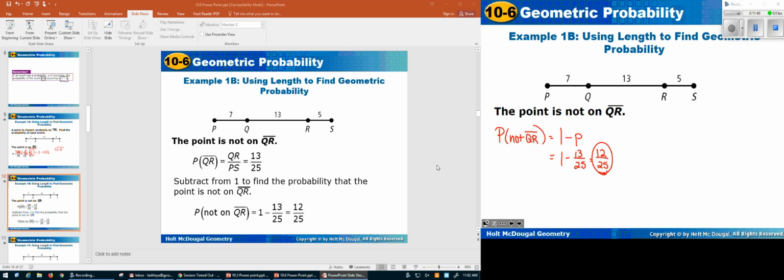Or you could have just said if it's not on QR, then it is on what parts? PQ or RS. So you could have just added 5 and 7, the parts that were not QR, which are 12 over 25. Okay, so that's totally fine too.